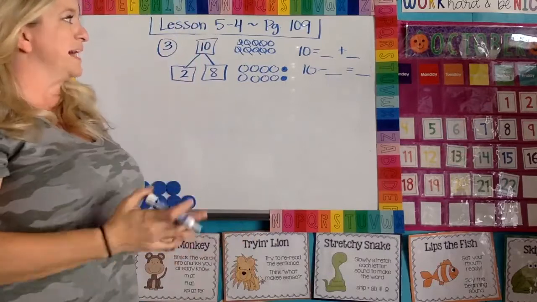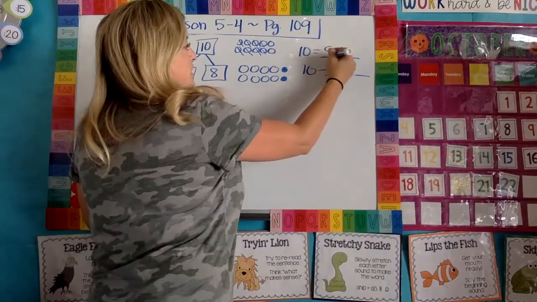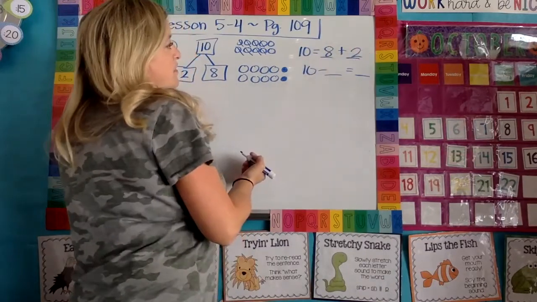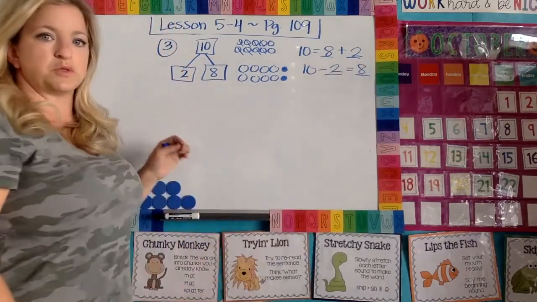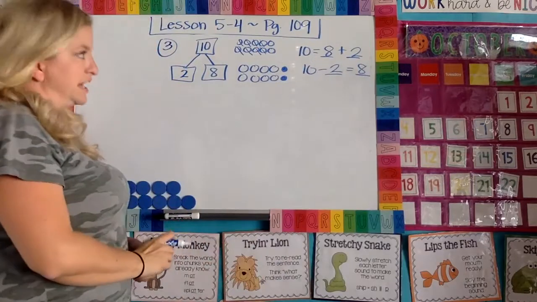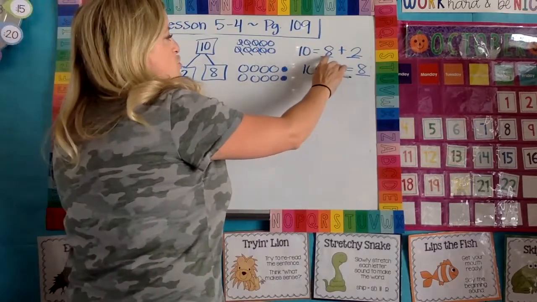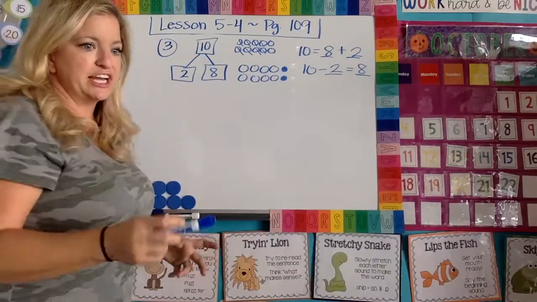So it doesn't really matter. You could do whichever one you want. I'm going to do 10 equals 8 plus 2. And then I'm going to flip it. I'm going to say 10 minus 2 is 8. Are they both correct? Yes. Could you have done 10 minus 8 equals 2? Yes. Could you have done 10 equals 2 plus 8 and flip it? Yes, you could. All right, now I'm on number 3.